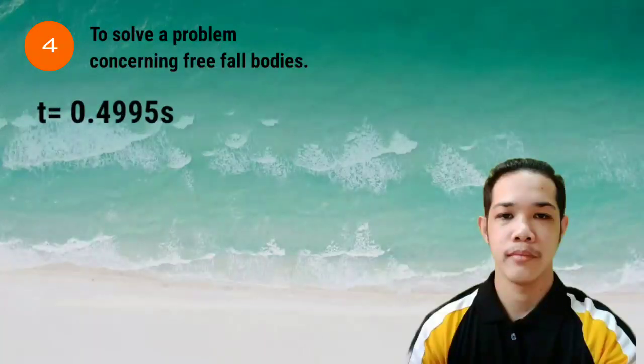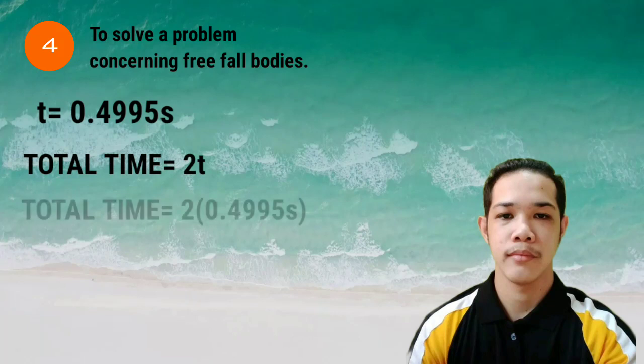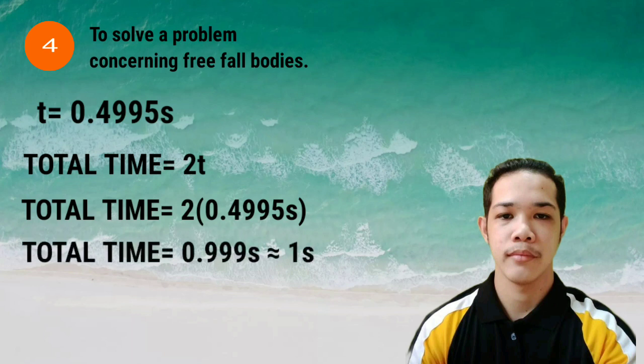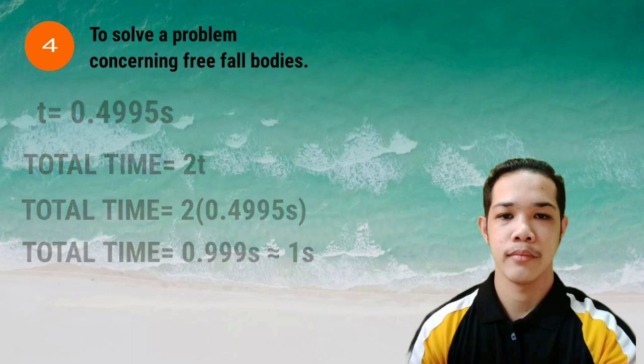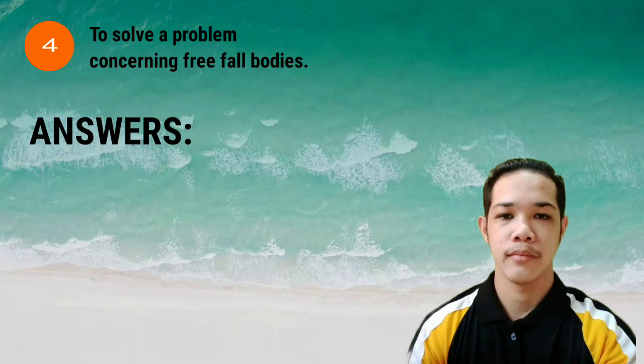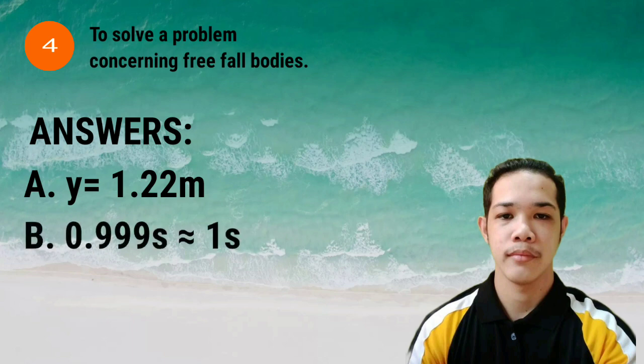Now solve for the total time. 2 multiplied by 0.4995 is equal to 0.999 seconds. And for the final answer, in letter A, the distance is equal to 1.22 meters, and for B, the total time is equal to 1 second.